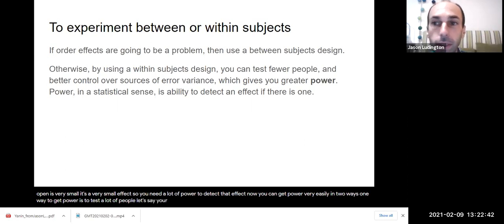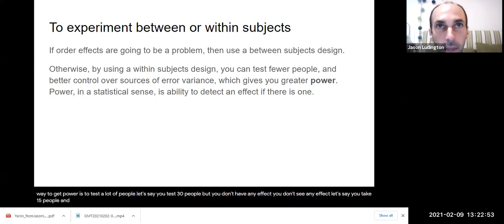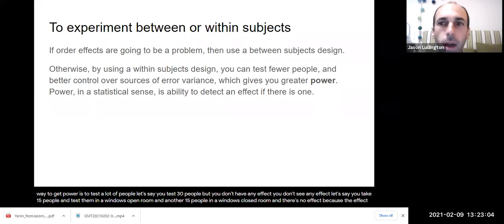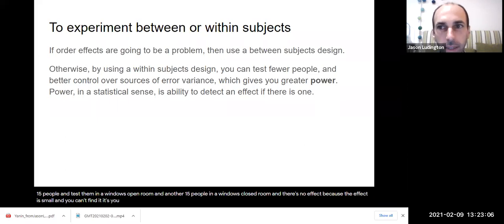Let's say you test 30 people, but you don't see any effect. Let's say you take 15 people and test them in a windows open room and another 15 people in a windows closed room, and there's no effect because the effect is small and you can't find it. You can't detect it statistically from your measurements.